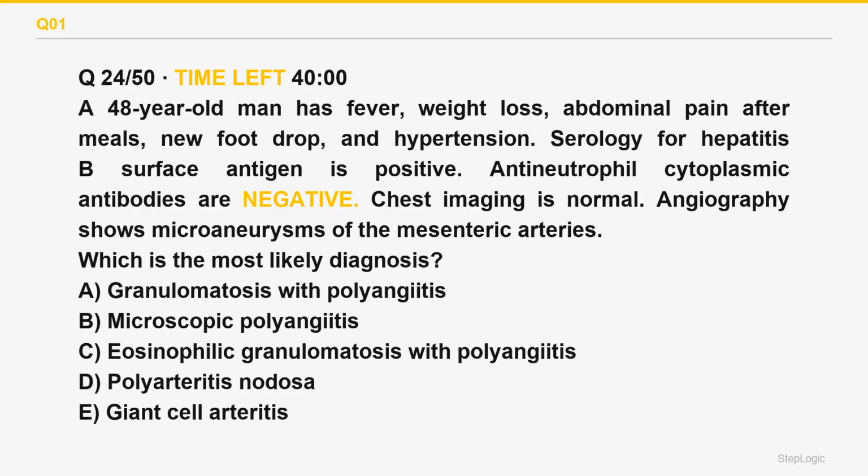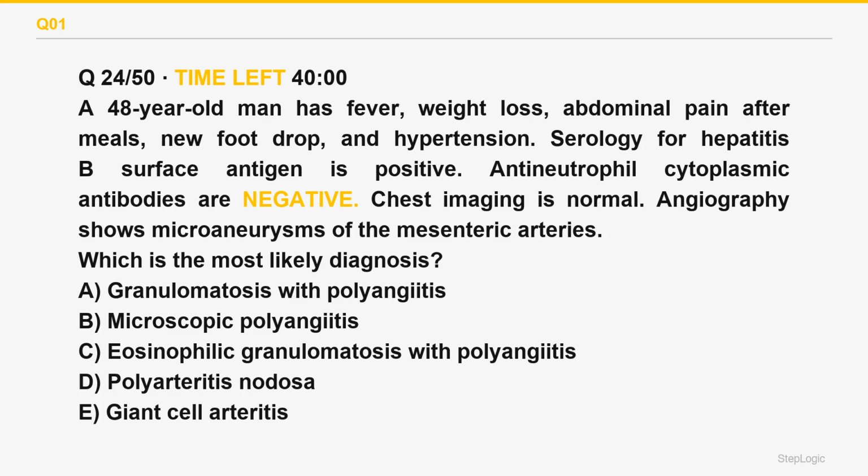Which is the most likely diagnosis? A 48-year-old man has fever, weight loss, abdominal pain after meals, new foot drop, and hypertension. Serology for hepatitis B surface antigen is positive. Anti-neutrophil cytoplasmic antibodies are negative. Chest imaging is normal. Angiography shows microaneurysms of the mesenteric arteries.